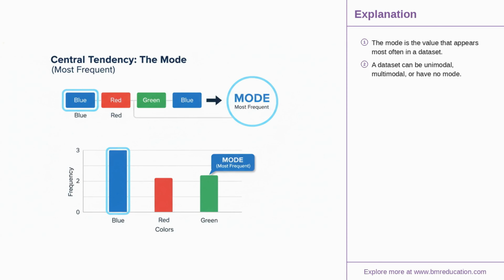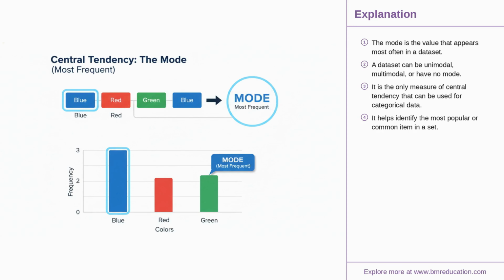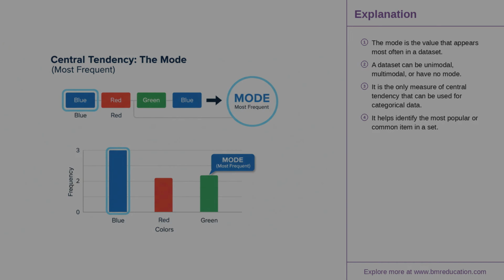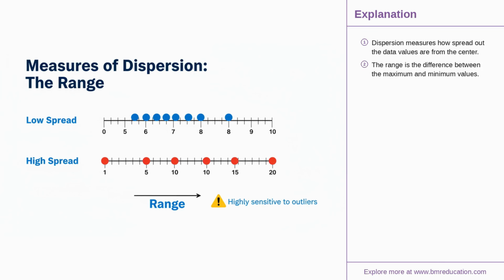Our third measure of central tendency is the mode, which is simply the most frequently occurring value in the dataset. A dataset can have one mode, multiple modes, multimodal, or no mode at all. While less common for continuous data, the mode is the primary measure for categorical variables, instantly telling us the most common category. Understanding the center isn't enough.